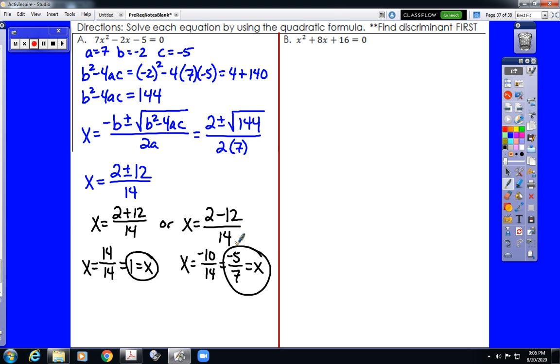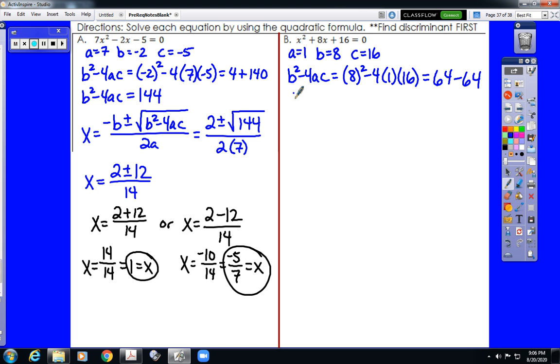Let's do another example. Once again, we're already set to go. It's in the right format, so we simply have that equals 0, so we're ready to start solving. We find the discriminant first. A is 1, b is 8, c is 16. b squared minus 4ac is 8 squared minus 4 times 1 times 16. That is 64 minus 64, meaning that the value of the discriminant is 0.